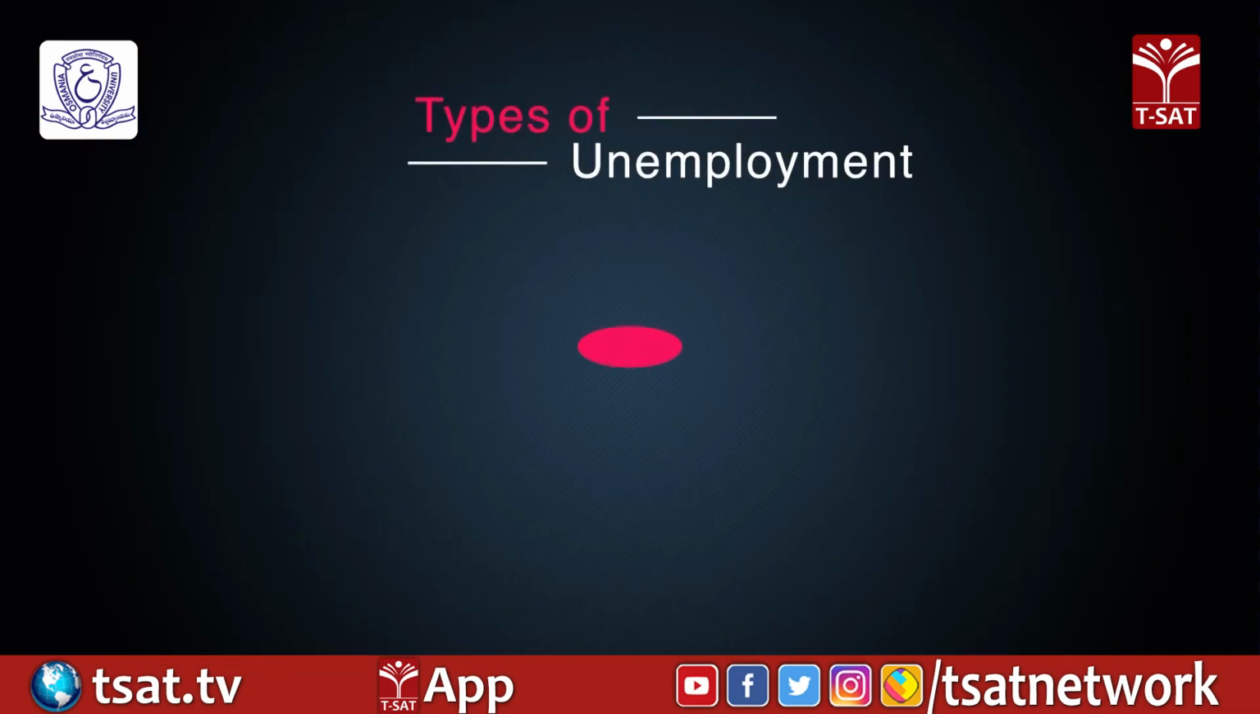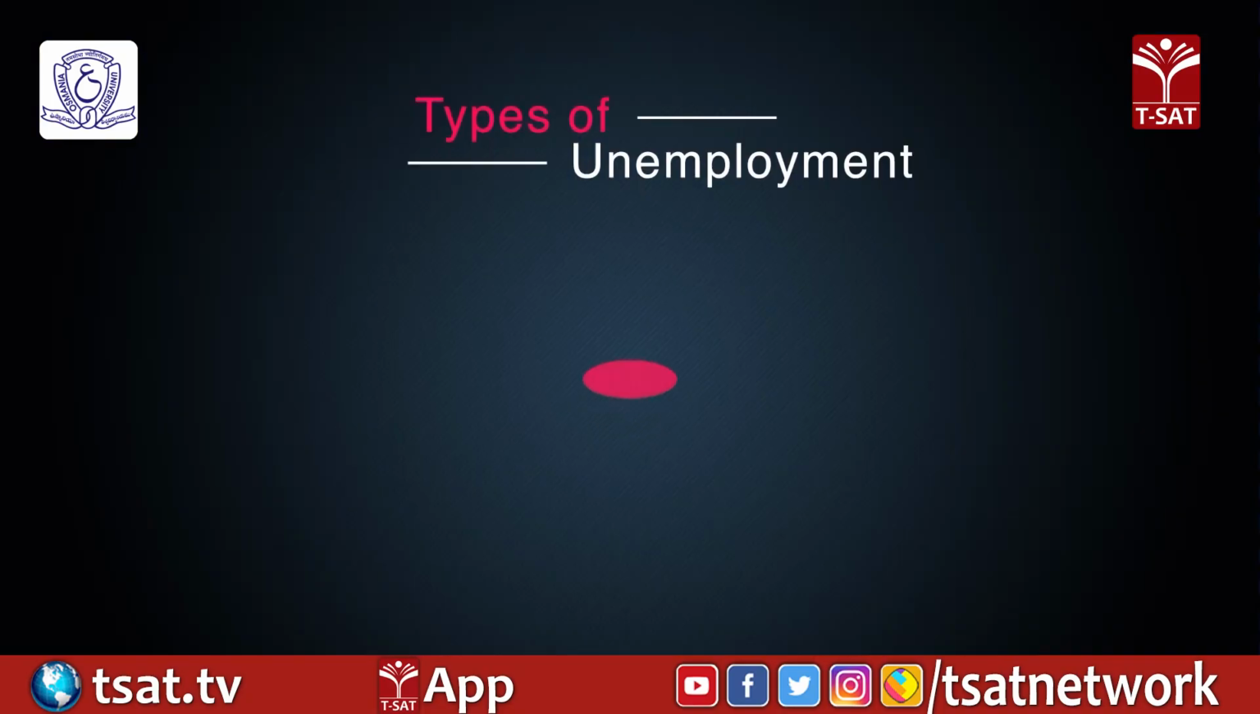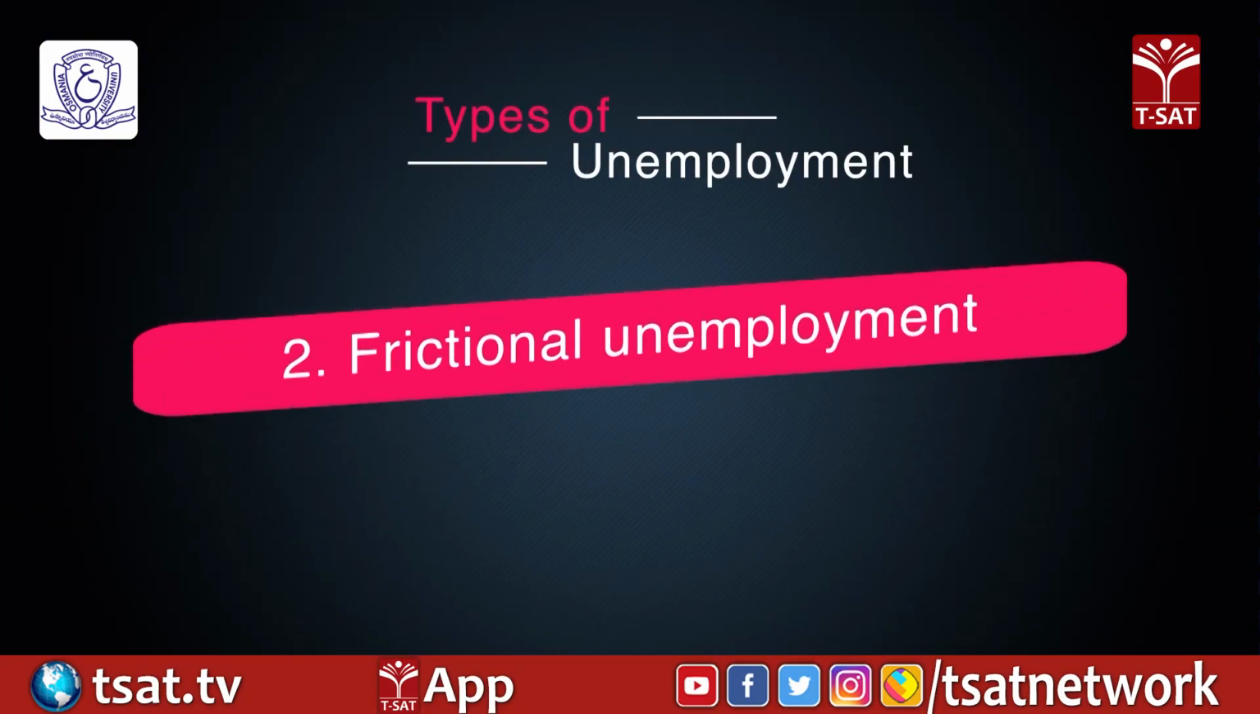Now, what are the types of unemployment? The first one we will discuss is demand deficient unemployment. Demand deficient unemployment is the biggest cause of unemployment that typically happens during a recession, when companies experience a reduction in demand for their products or services. They respond by cutting back on their production, making it necessary to reduce their workforce within the organization. In effect, workers are laid off.